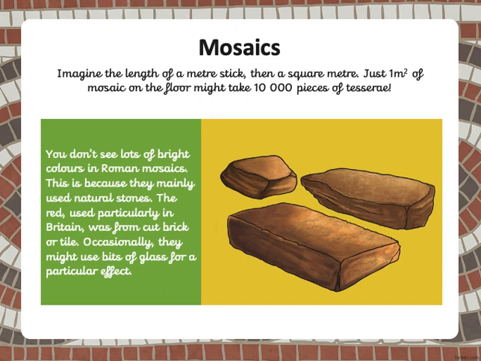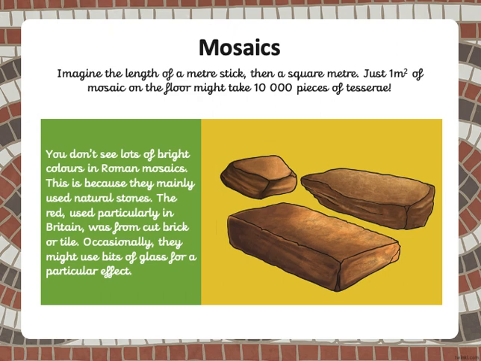Imagine the length of a meter stick, then a square meter. So a meter stick is one of those really long rulers you'll see me with sometimes in school, and if you turned that around so it made a square, that space within that would be a square meter. Just 1 square meter of mosaic on the floor might take 10,000 pieces of tesserae.